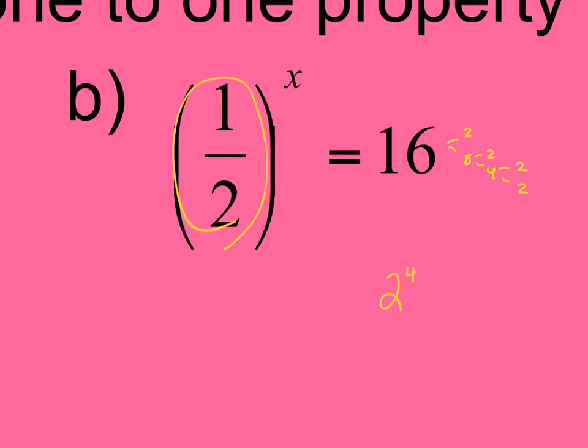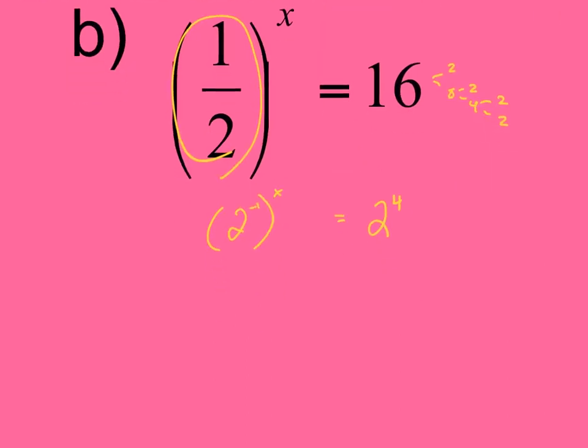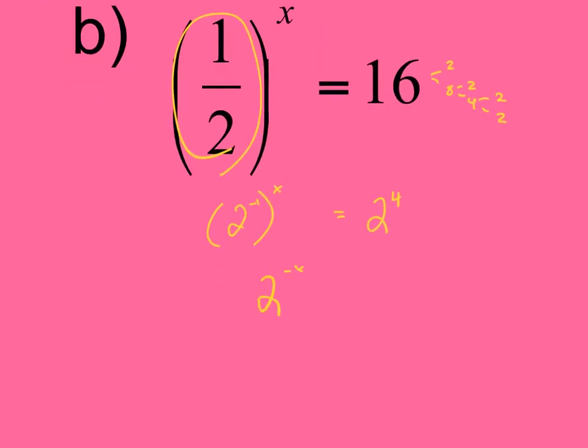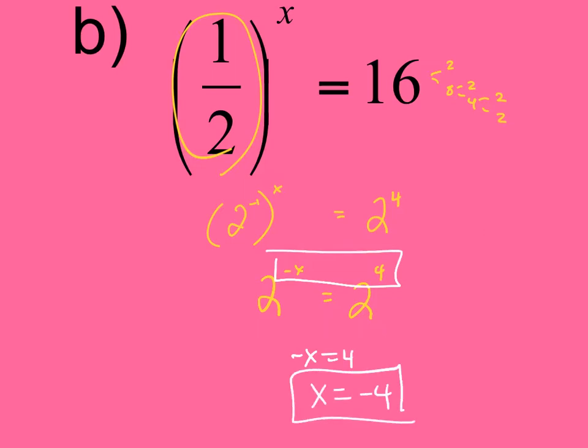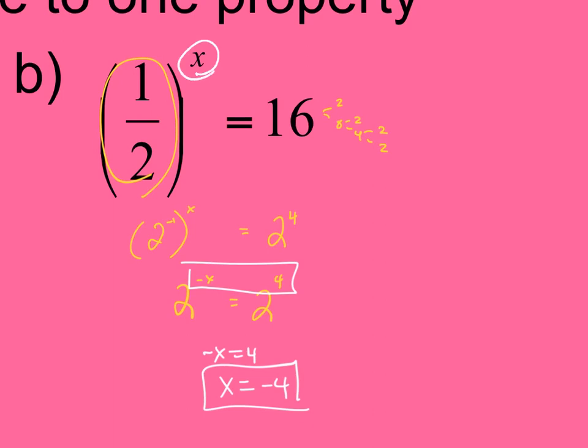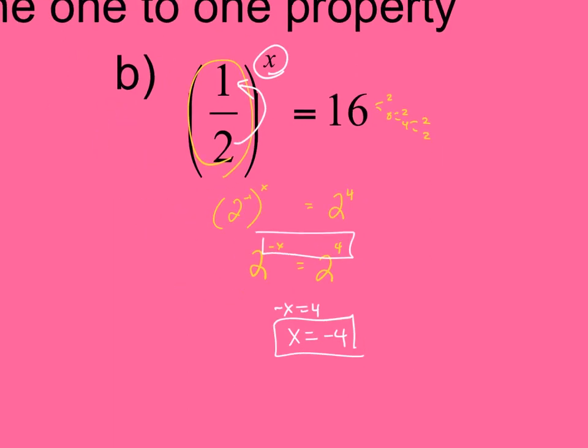Can I change 1/2 to be 2 to the something? What would it be? 2 to the negative 1 raised to the power of x means this is 2 to the negative x equals 2 to the 4th. Now the bases are the same, so I grab the exponents, negative x equals 4, and x equals negative 4. Again, I can plug them in and check. Negative means the 2's going to come to the top. 2 to the 4th power is 16.